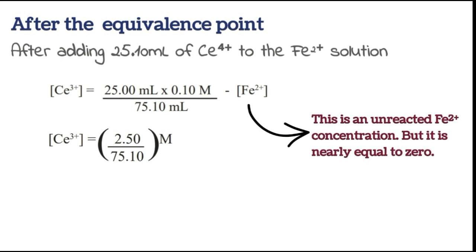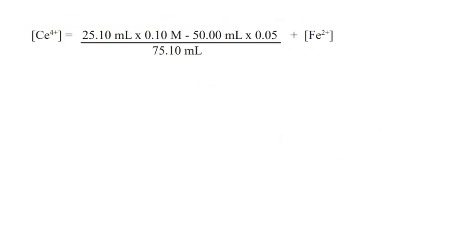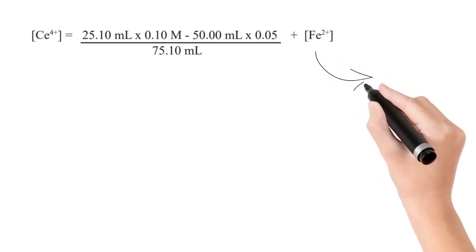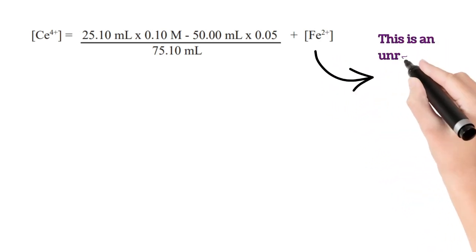We can calculate the cerium 4+ concentration by subtracting the reacted cerium 4+ amount from the total amount of cerium 4+ added. Also, in this case, unreacted iron 2+ is negligible.